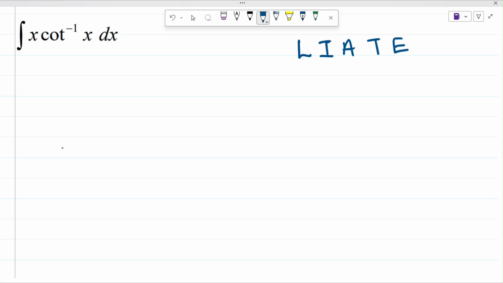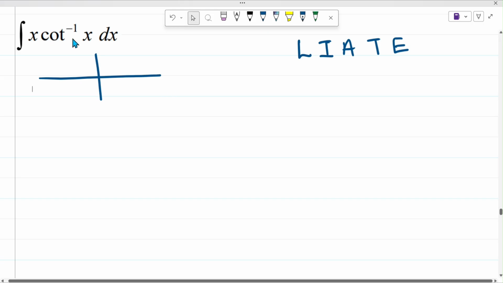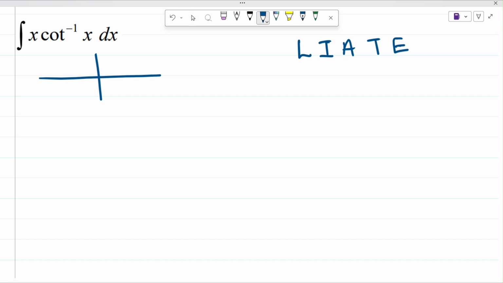Okay, now that I wrote down my Liate there, I can then draw my cross. So here's the cross. Okay, so I need to identify the type of functions that I'm dealing with for this question. So I've got an inverse trig function, and also I've got an algebraic function. So according to the Liate, the inverse comes first before the algebraic function.